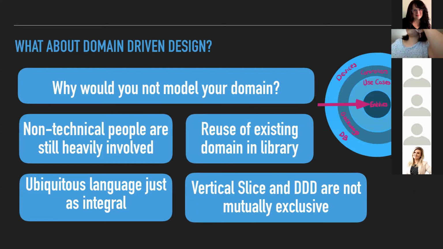One of the things I've spoken about is that we're moving away from n-tier into verticals. Is there still a place for domain-driven design? Definitely. A lot of the onion diagram over to the right goes away slightly, I suppose, but the core premise of modeling your domain is still very important. Also, we have a lot of non-technical people involved in the project, so we need to communicate, and ubiquitous language is still incredibly integral. I just wanted to call out that vertical slice architecture and domain-driven design are not mutually exclusive.